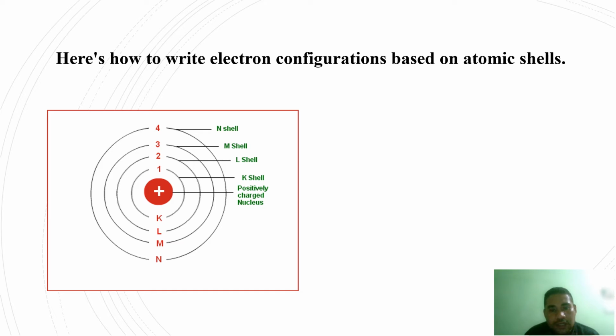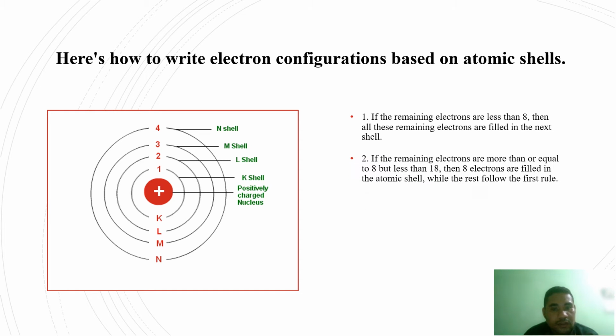Here is how to write electron configuration based on the atomic shell. If the remaining electrons are less than 8, then all these remaining electrons are filled in the next shell. If the remaining electrons are more than or equal to 8 but less than 18, then 8 electrons are filled in the atomic shell while the rest follow the first rule.